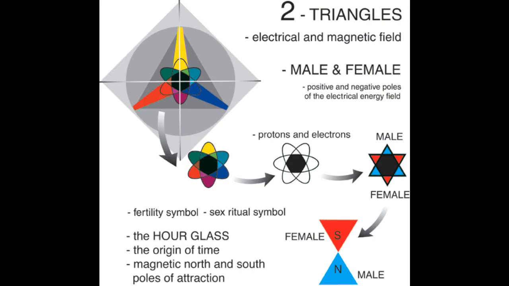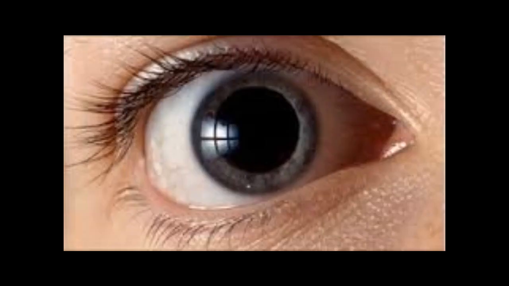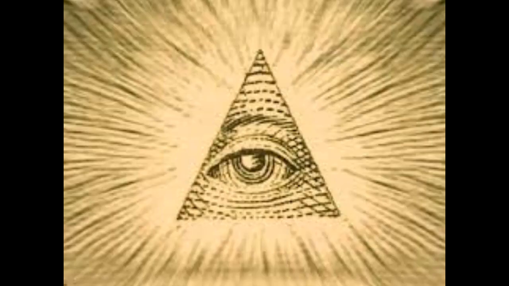Notice that the illustration on the light beam chart depicts the atom symbol. The three primary colors overlap in the center, forming a hexagon. The hexagon represents the light of the world and is seen as black. The black hexagon is the pupil of the eye, the all-seeing eye, the illuminated knowledge used to manipulate humanity.